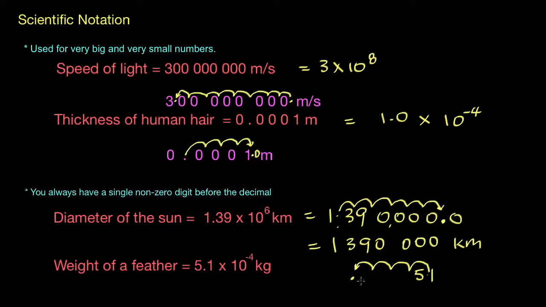Now what do you think I do with all these spaces that we have? We add zeros, 0, 0, 0, and you can't just say .00051. You need to make it 0.00051. So we end up with 0.00051 kilograms.